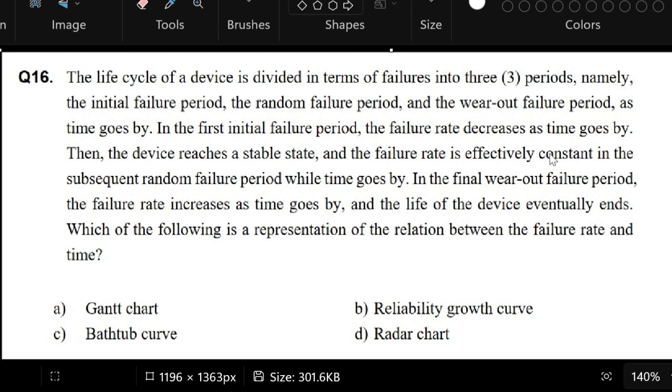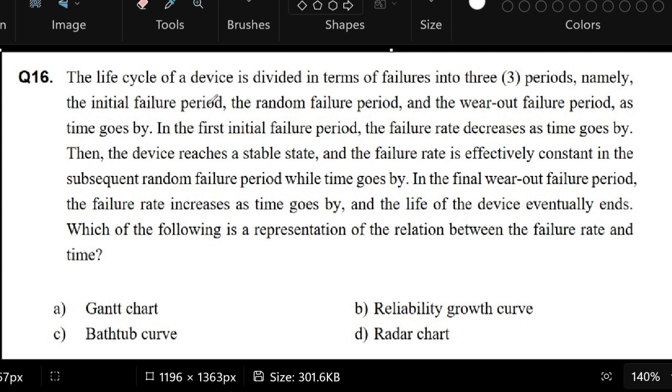Question number 16 of the IT Passport exam from PhilNITS. In this question, we are being asked, which of the following is a representation of the relation between the failure rate and time? First, we need to know what exactly are the inputs.